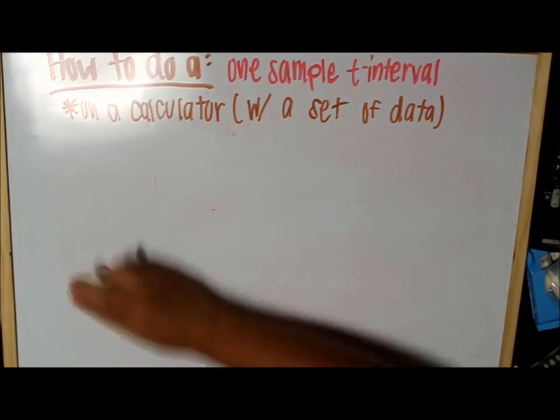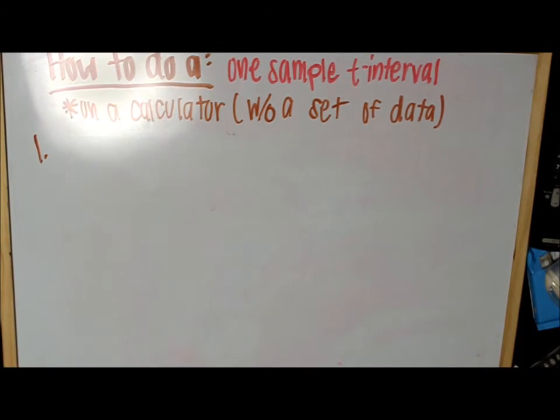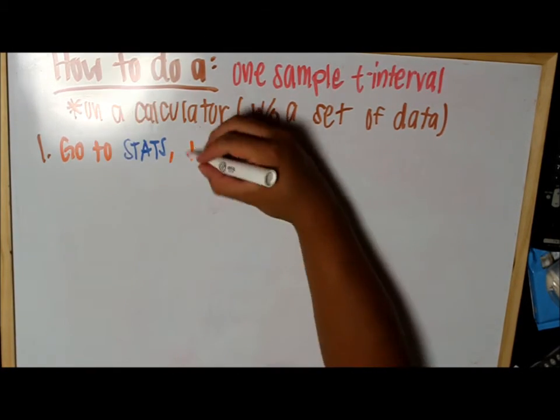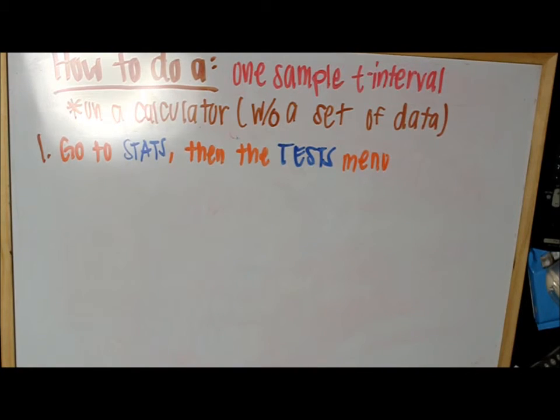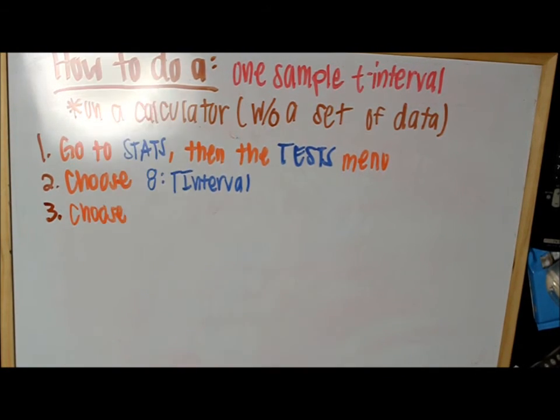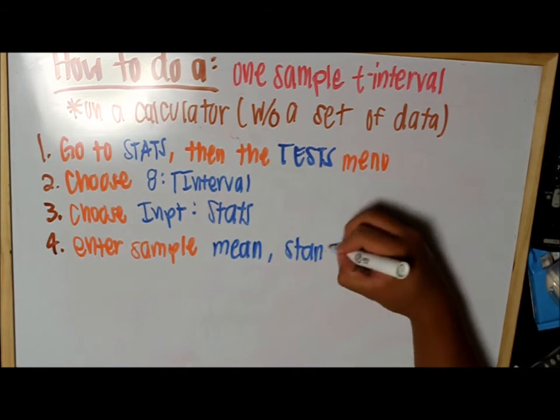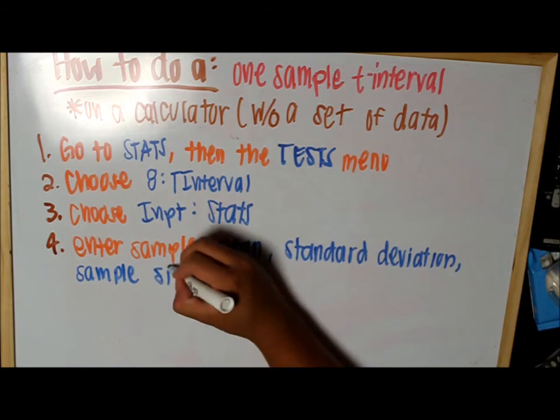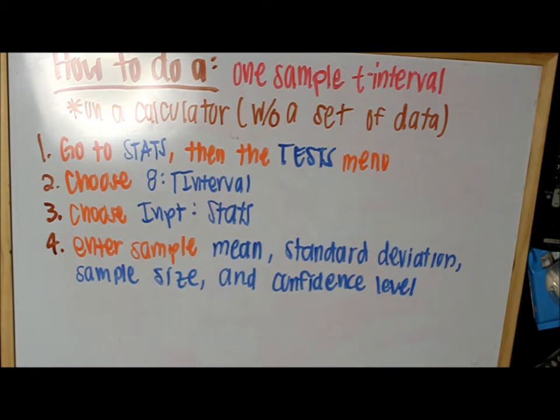Now to do a one sample t-interval on the calculator without a set of data, you must first go to stats, then the test menu, choose number 8, which is t-interval, choose input stats. You must enter the sample mean, the sample standard deviation, sample size, and the confidence level you're trying to achieve, and then you must press calculate.